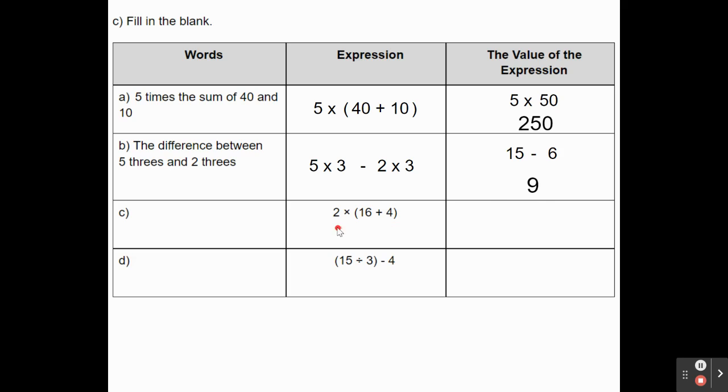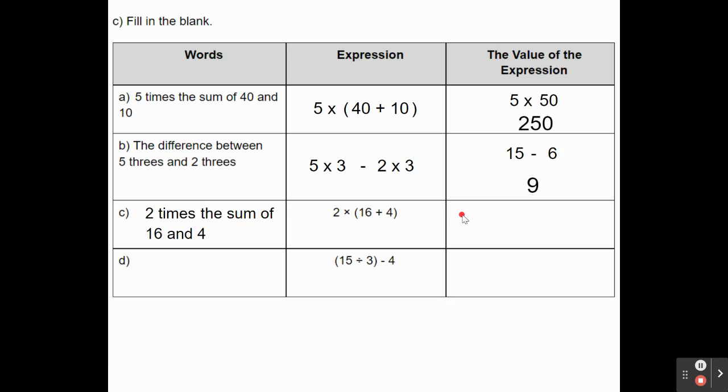Now let's rewrite this numerical expression in words. Well, first it says that we're going to be multiplying 2 times the answer to 16 and 4. Another way to say that we're going to be multiplying 2 times something is by writing 2 times. Now remember, the answer to an addition problem can be written as the sum. So we're going to be multiplying 2 by the answer to the addition problem, and in the addition problem, we're going to be adding 16 and 4. So we have 2 times the sum of 16 and 4.